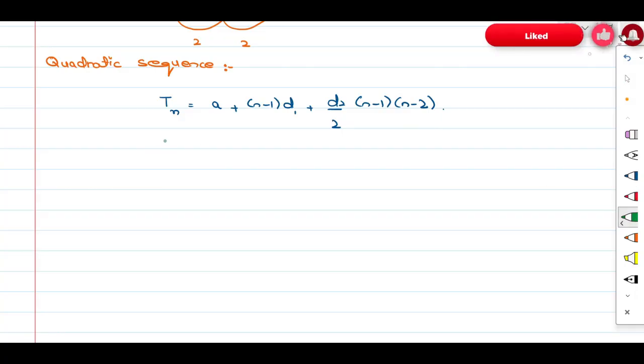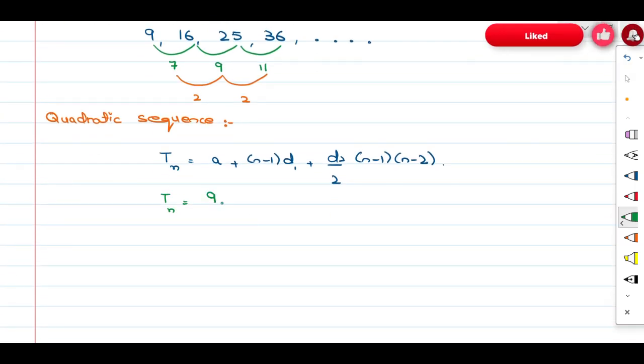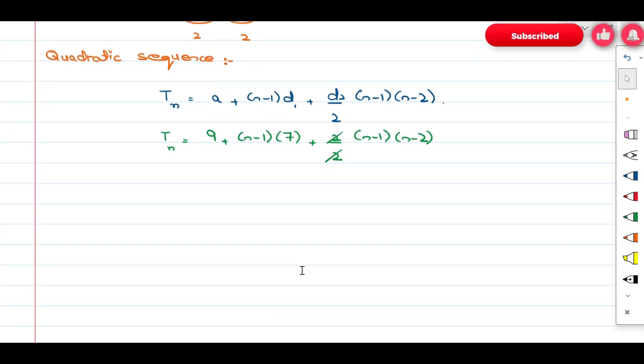Now plug everything into the formula. Here a is the first term of the sequence, so the first term is 9, plus (n minus 1) times d1, the first term of the first differences, which is 7. d2 is the constant second difference, which is 2, times (n minus 1)(n minus 2). Let me simplify. The 2 is cancelled out with this 2, right?